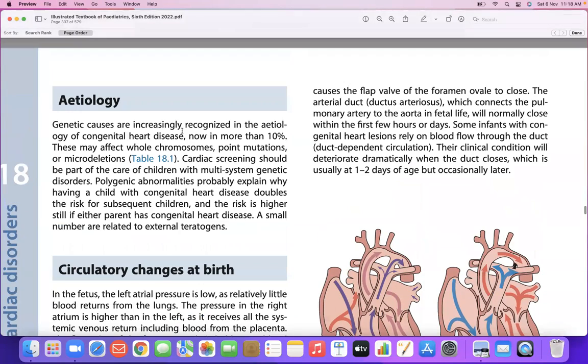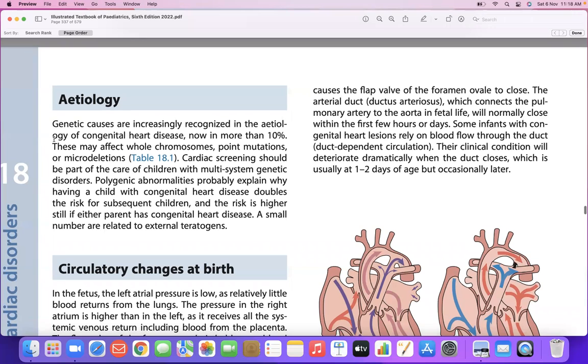You should know the etiology in general. The commonest etiology for congenital heart disease is genetic. Whenever it is there, you can do some genetic screening as well. Here he has very clearly written: genetic causes are increasingly recognized in etiology of CHD, now in more than 10% of the cases.